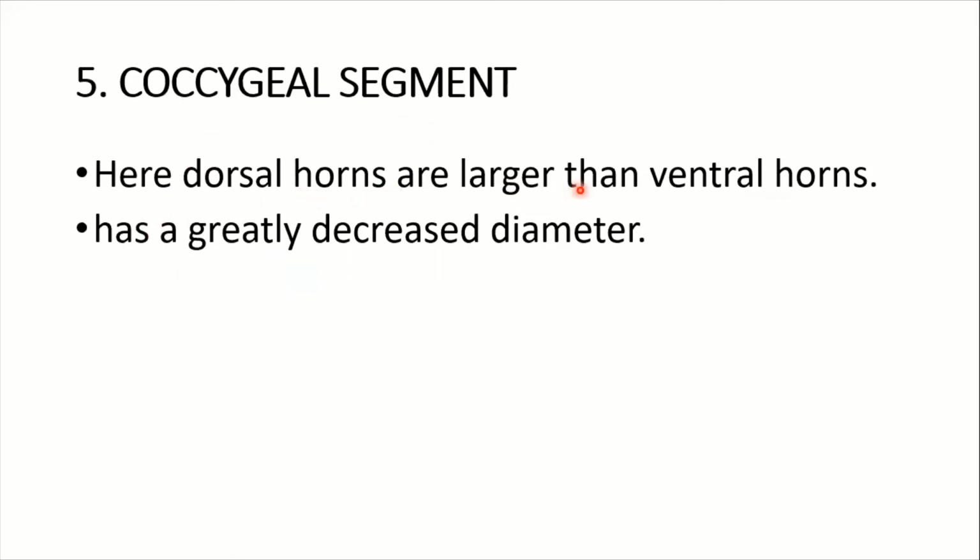Here the dorsal horns are larger than the ventral horns, right? Dorsal horns are larger than ventral horns. Normally, the ventral horns are larger. It has a greatly decreased diameter. The diameter here is decreased or shortened.